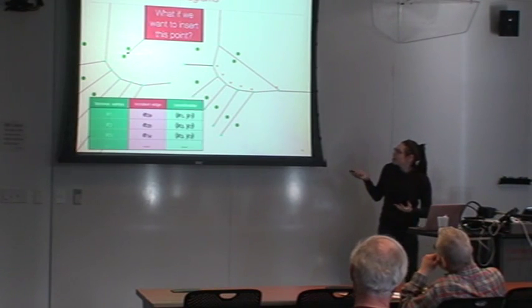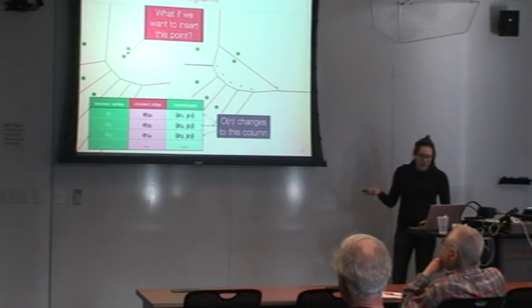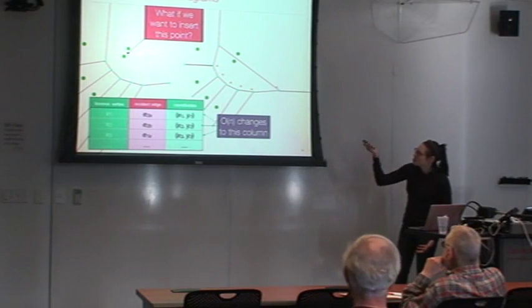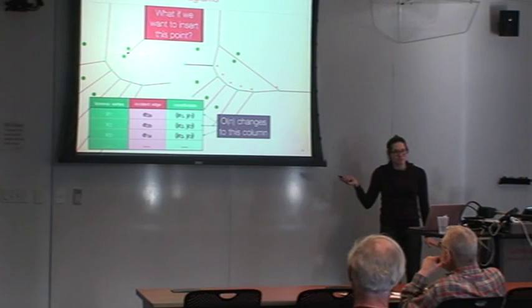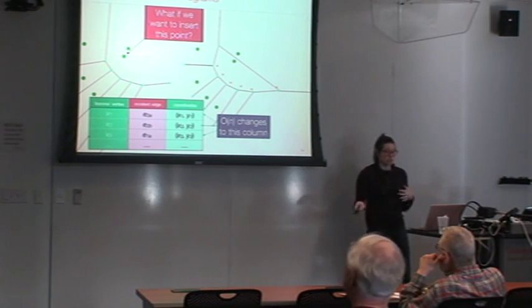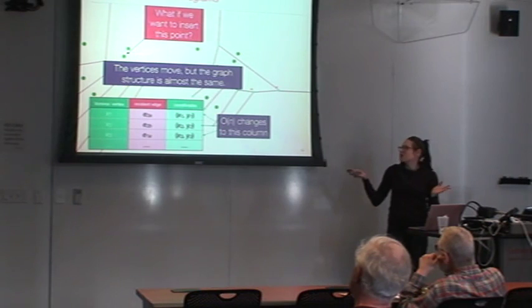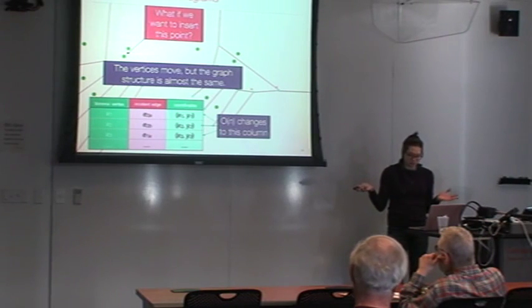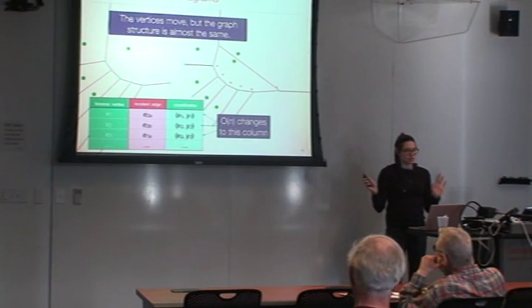But if we look at this table of where I was keeping track of the vertices, I needed to make a linear number of changes to these coordinates because they all just translated a little bit. And so that's really not very efficient, considering that the graph itself is essentially the same as it was before. So, like I said, the vertices move, but the graph structure is basically the same. This is actually very important, so I want to make sure that this is clear to everybody.